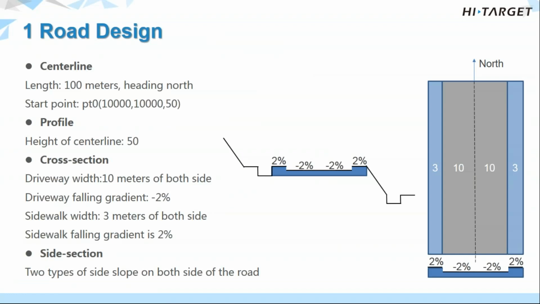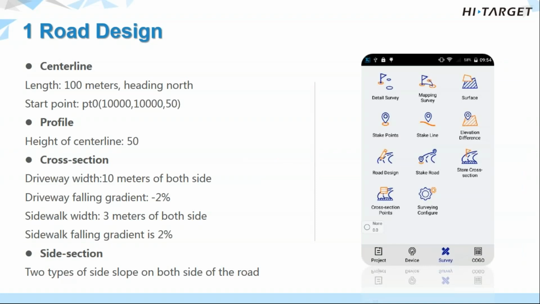Firstly, you need to do the road design, including the central line, profile, cross-section, and side slope. There is a simple example. This is a road 100 meters long, heading north. The starting point is the known point 0, and you also know the height, width, falling gradient, etc.